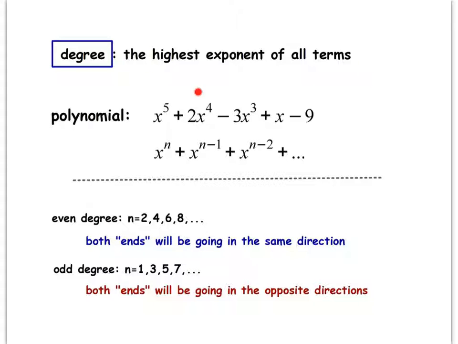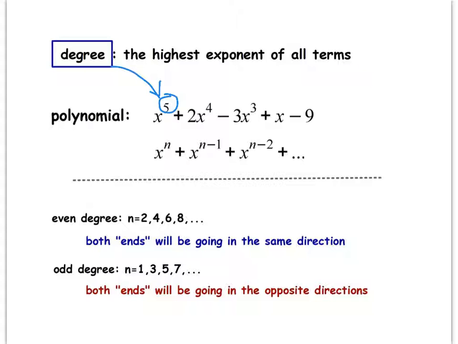Here we have an example of a polynomial that is of degree 5. So the degree of a polynomial is the highest exponent of all the terms. In the case of my example here, the highest exponent is a 5, so this would be a degree 5 polynomial. If your polynomial is in standard form, then it's quite easy to find that highest exponent.